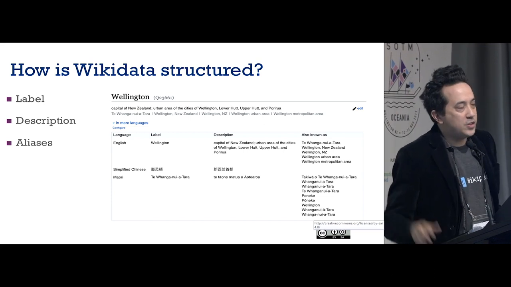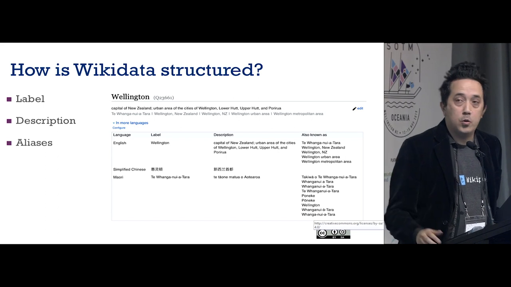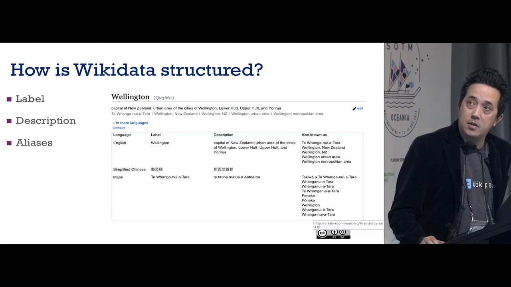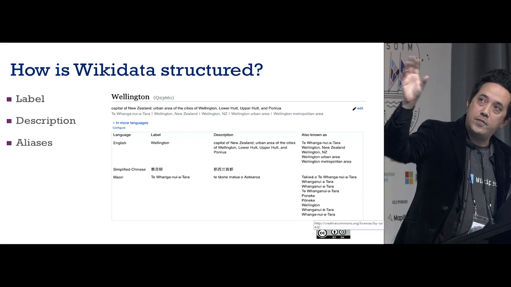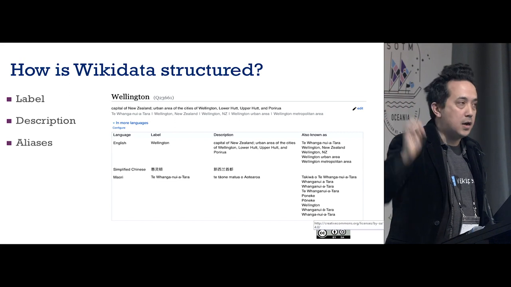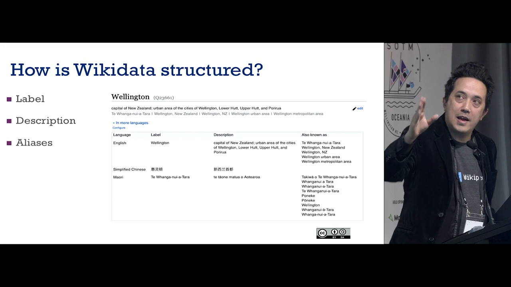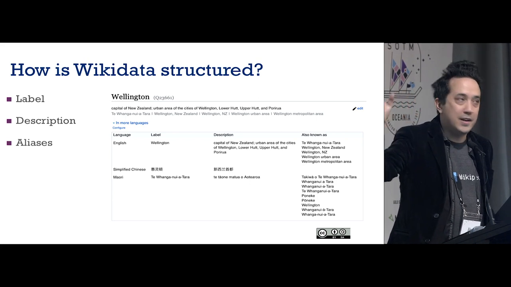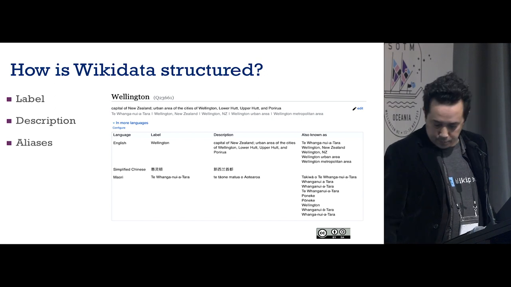If you go to the website, which I haven't put anywhere on here, it's wikidata.org, and you can get to it from any of the Wikimedia sites. I've brought up Wellington here. So there's three parts I want to point out. The first thing you'll see at the top there is a label. There's also a description and a bunch of aliases. And you can also see the label, description, and aliases in a variety of different languages.